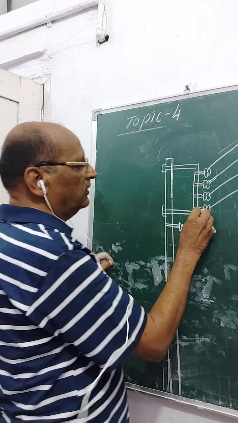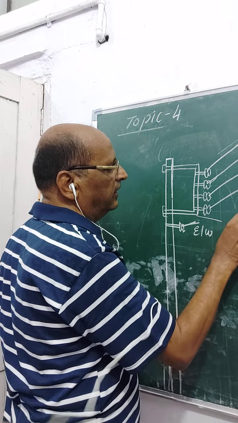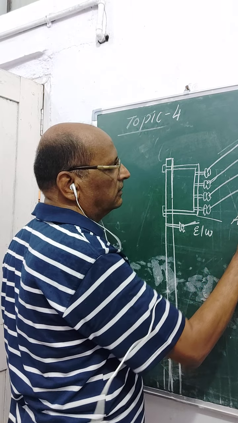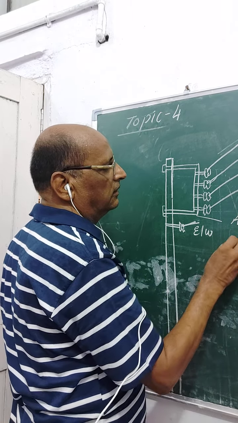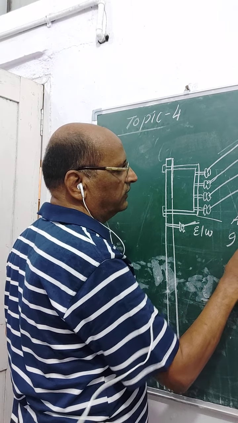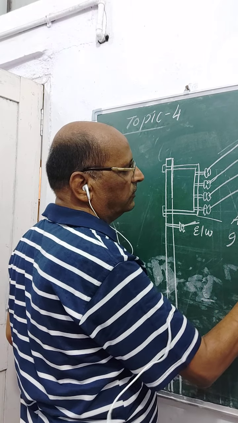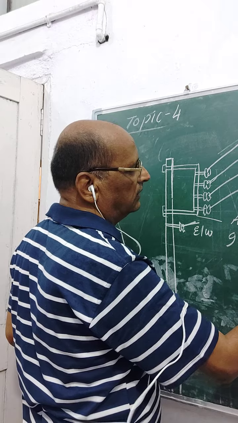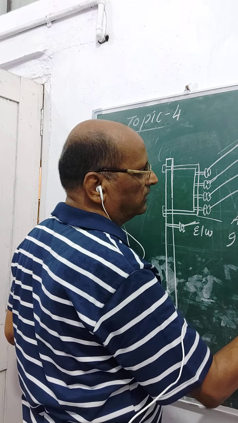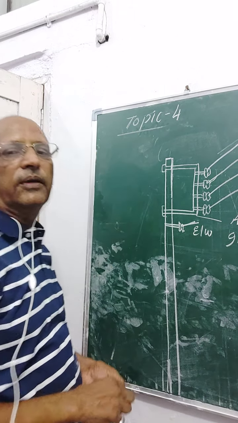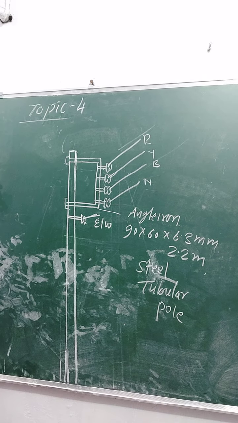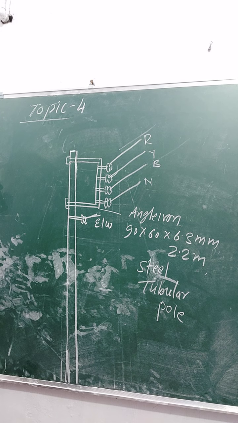The cross arm is of angle iron 90 by 60 into 6.3 mm, 2.2 meter long. This can be fabricated, okay? It is a fabricated cross arm. So this is for the LT line.